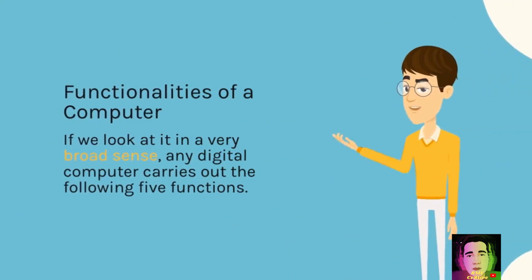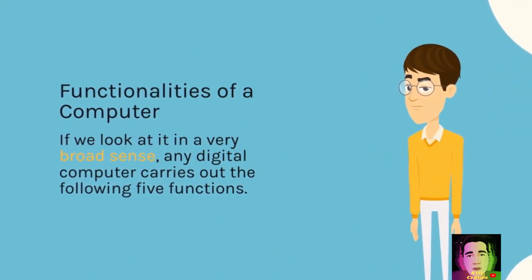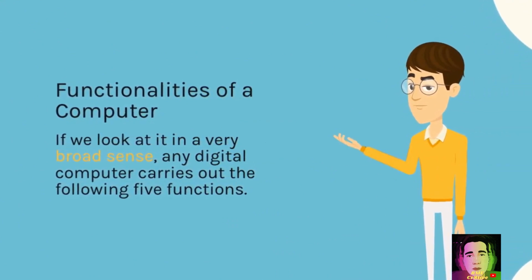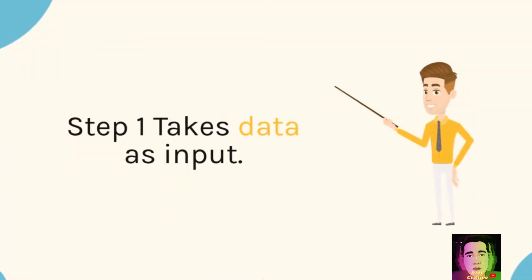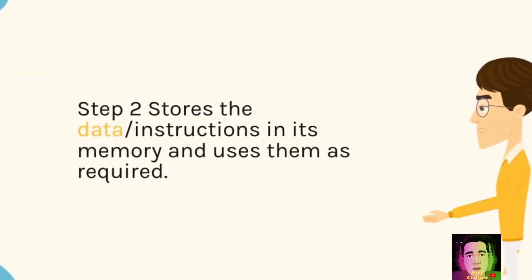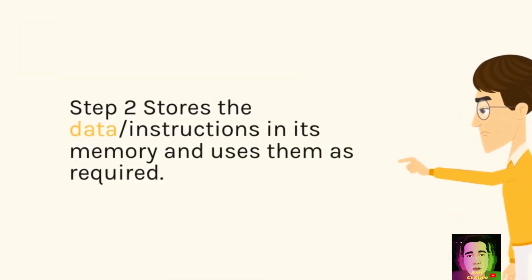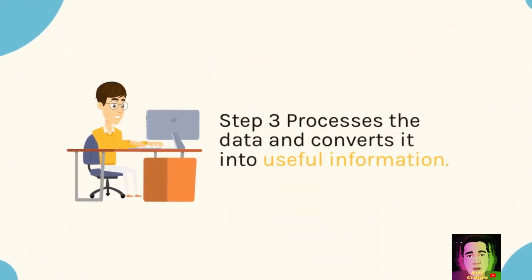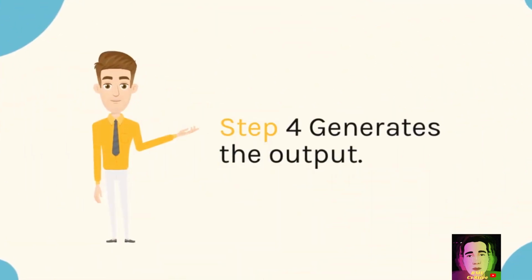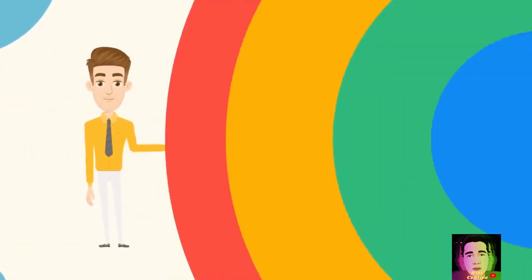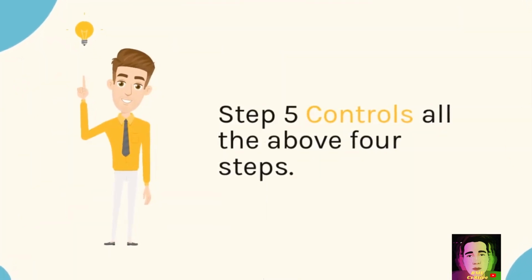Functionalities of a computer. If we look at it in a very broad sense, any digital computer carries out the following 5 functions. Step 1 takes data as input. Step 2 stores the data/instructions in its memory and uses them as required. Step 3 processes the data and converts it into useful information. Step 4 generates the output. Step 5 controls all the above 4 steps.